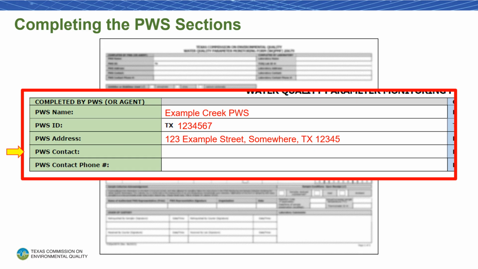In the PWS contact section, write the name of someone who can be reached if TCEQ or the lab has questions regarding the samples. In the PWS contact phone number section, write the phone number for the person listed as PWS contact in the line above.